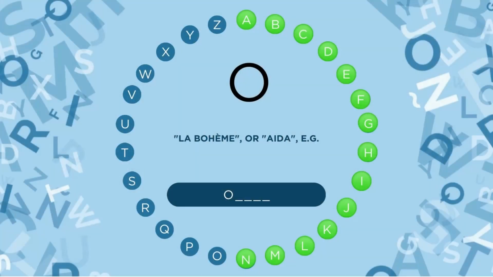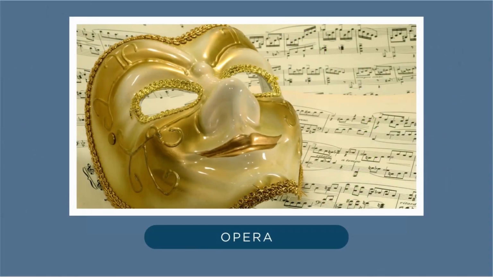Letter O. La Boheme or Aida as an example, if I pronounce that correctly. Beginning with the letter O, this is an opera. Over halfway through the quiz now.